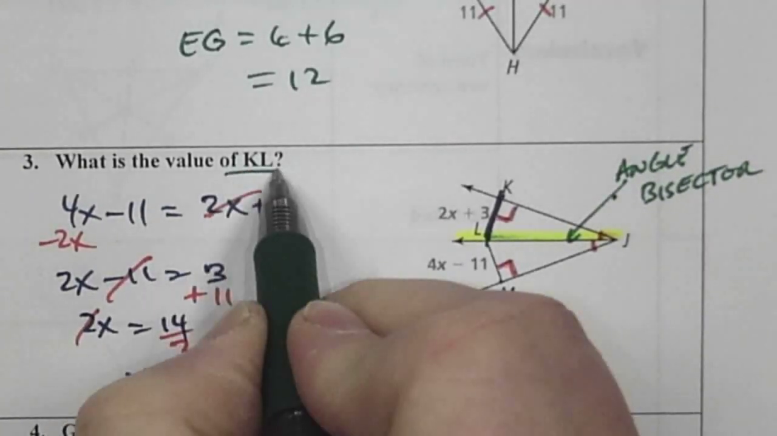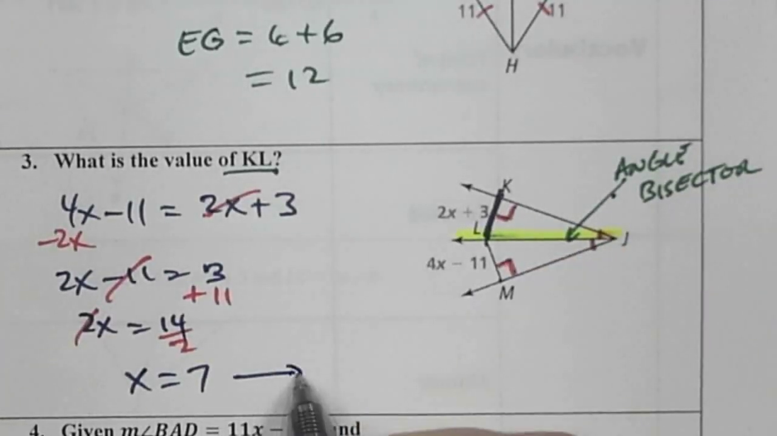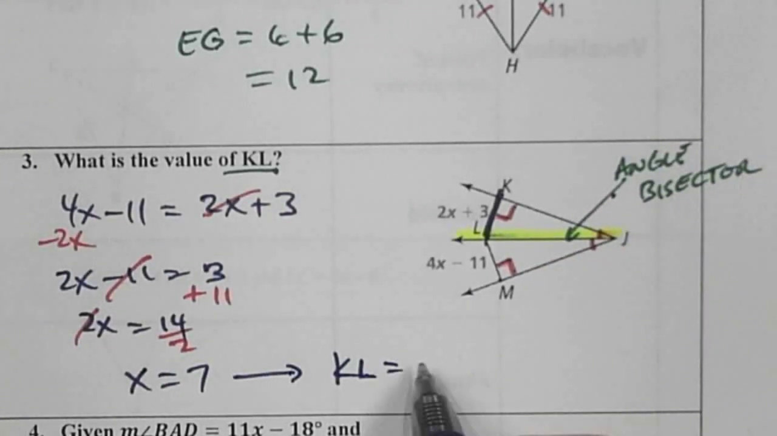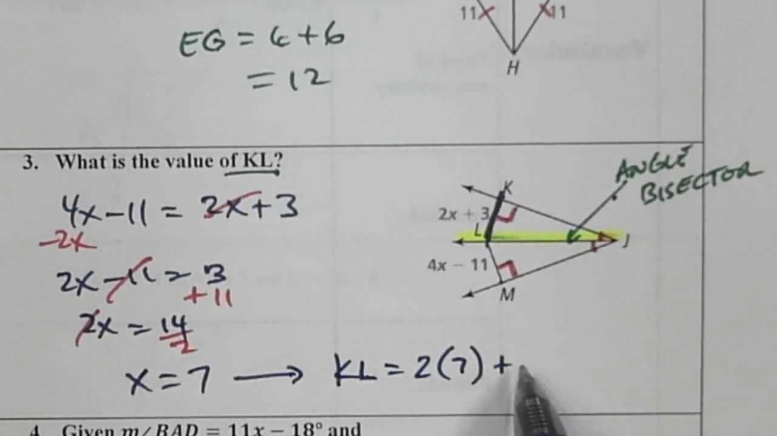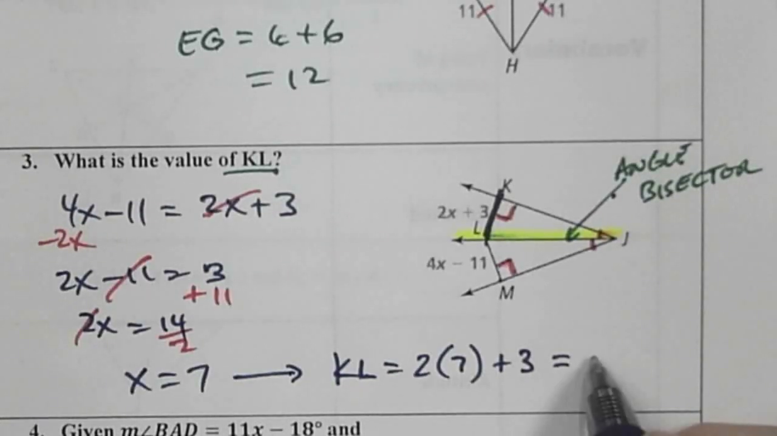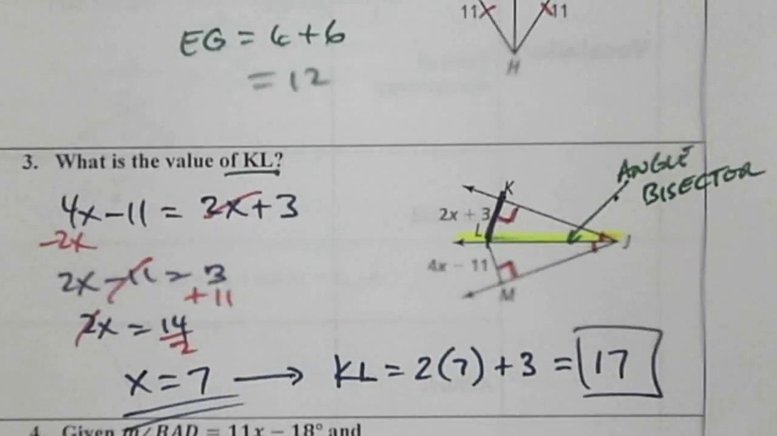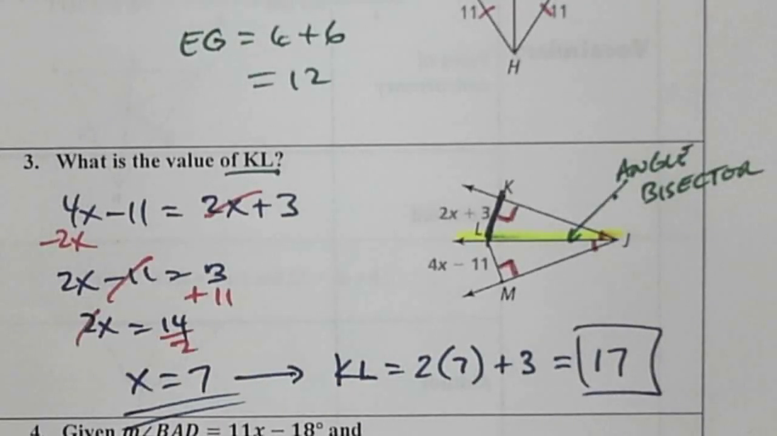No, what's the directions? Find KL. KL is 2x plus 3. So I got to plug that into KL. 2 times 7 plus 3. What's 2 times 7? 14. 14 plus 3, 17. So there's my, this is important, there's my answer. Sometimes all you need is x. Sometimes you got to plug it in.